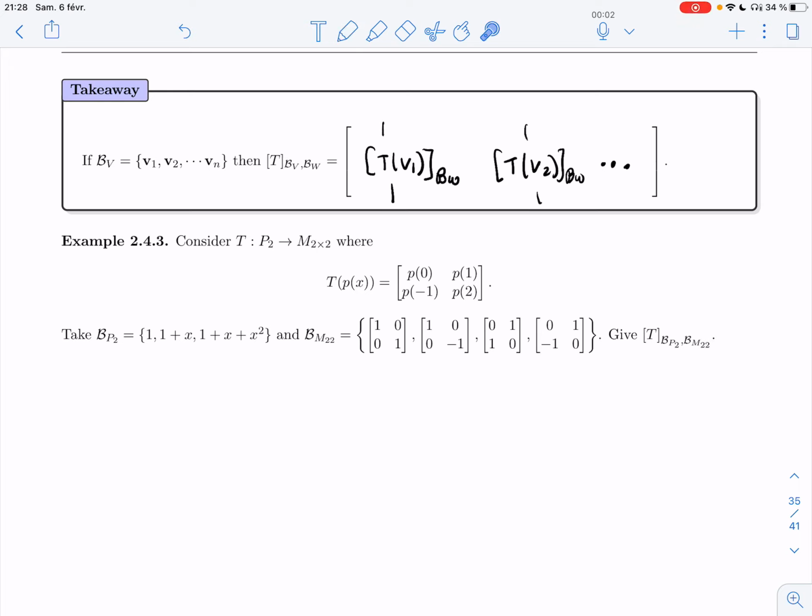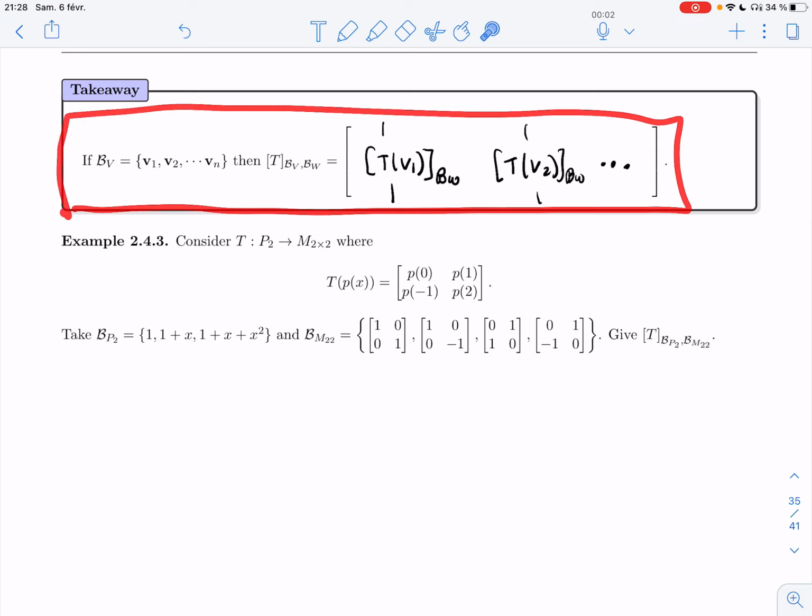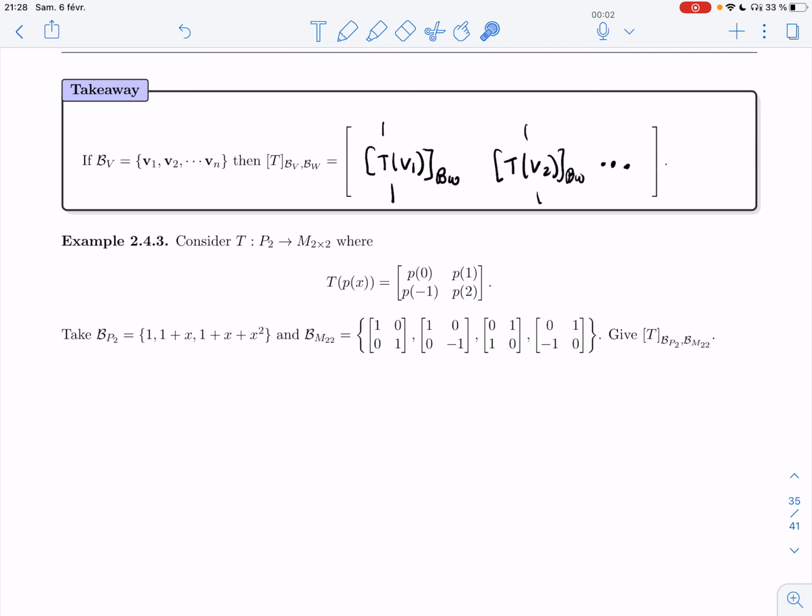All right, so at the end of the last video, we have this takeaway that gives us a recipe, not a simple recipe, but it gives us a recipe to find the matrix corresponding to a linear transformation when you've picked a basis for the domain and you've picked a basis for the codomain. So let's try it here.